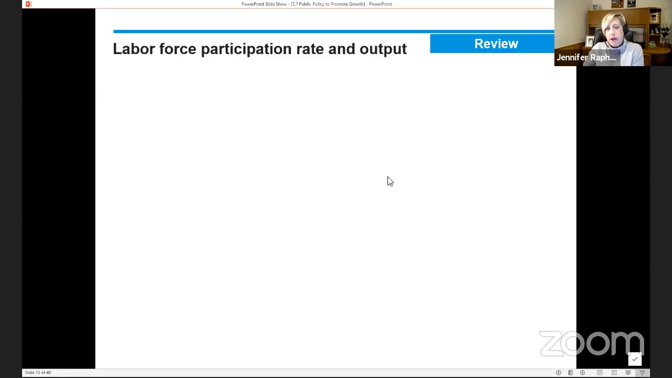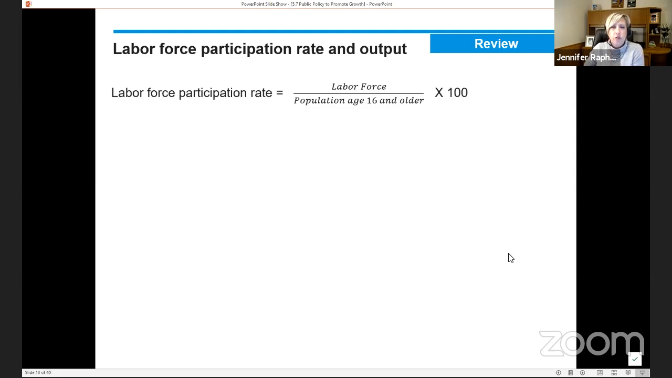So just remember back in Unit 2, you learned about how we measure unemployment, and part of that included a discussion of the labor force participation rate. You'll remember that it is defined as the labor force divided by the population age 16 and older, times 100. That's a rate, right? Whenever we see a rate, we can multiply by 100. So the labor force divided by the population age 16 and older. The labor force, you'll remember, is the sum of employed and unemployed workers.